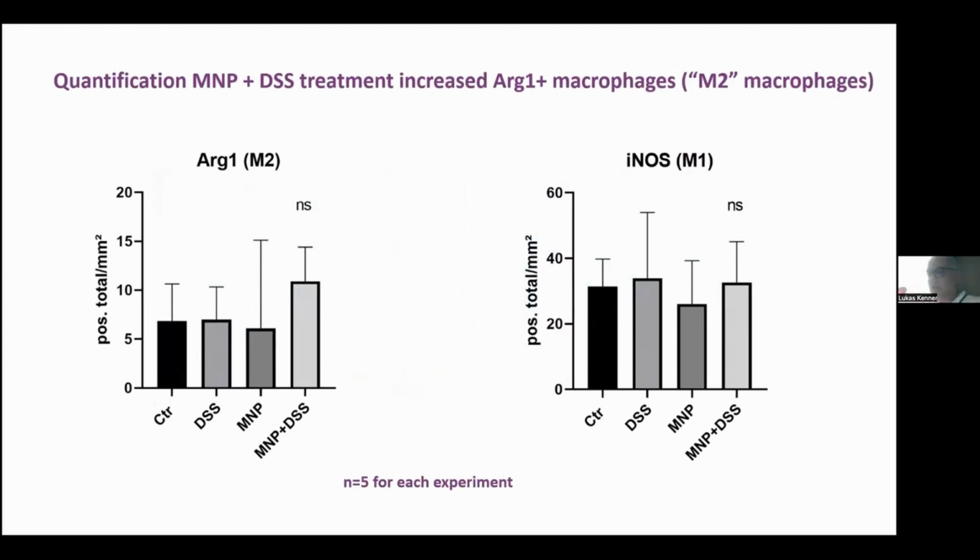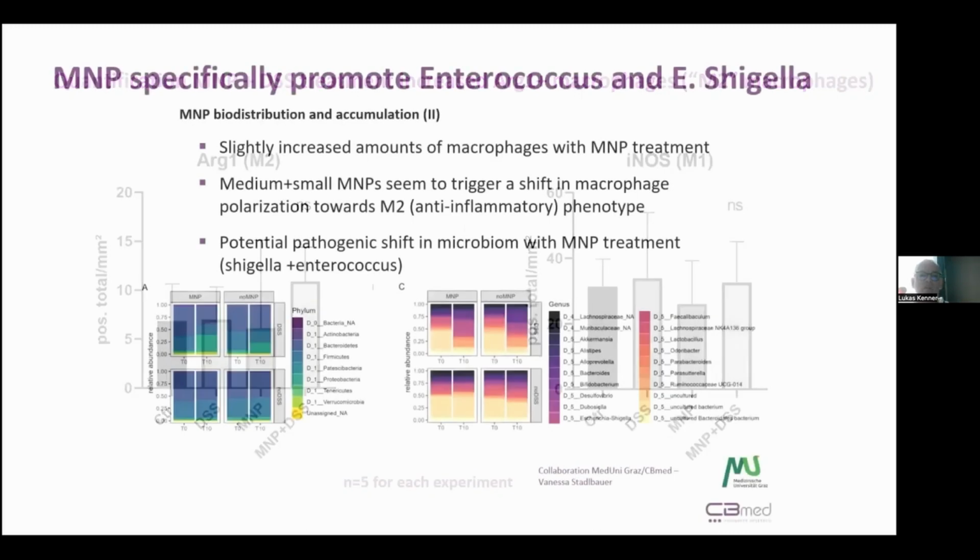I have to say we have just 5 mice per group, which is a very low number. Normally you need at least 2 or 3 times that number to get statistical significance. But what we see is that in these treated mice we have a real increase of M2 macrophages and no real change in M1 macrophages.